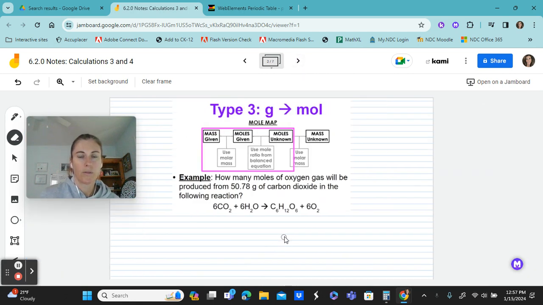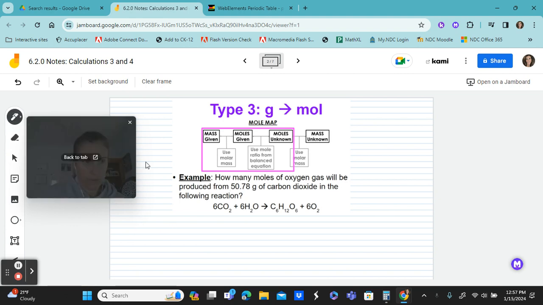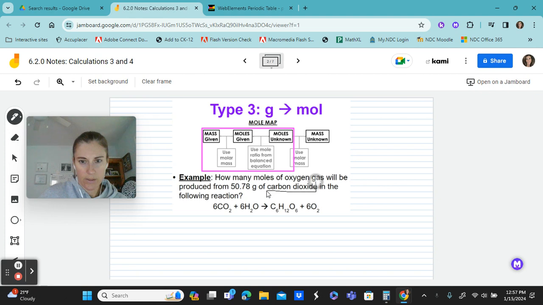All right, type 3, we're going to go from grams of one substance to moles of another. So in our mole map, we are going to start here, go to moles, and then we're going to go to moles of the other substance using our balanced equation, our mole-mole ratio. So if we are looking at what we have here, we have carbon dioxide is what we're starting out with, and we want to solve for moles of oxygen. So we are going to start with carbon dioxide, which is right here, and we're going to this one. All right, so grams of carbon dioxide.